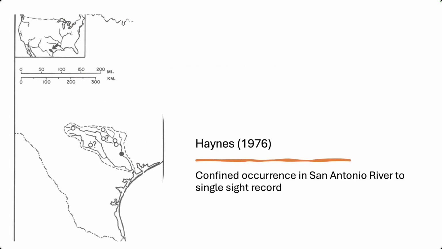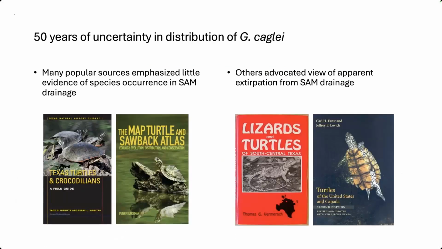And Haynes later corrected this mistake and confined the occurrence of Cagle's map turtle to a single site record at the Mission Street Bridge in the south side of San Antonio. However, the damage had already been done, in the sense that I think these statements set off 50 years of uncertainty regarding whether or not Graptemys caglei does occur in the San Antonio River.